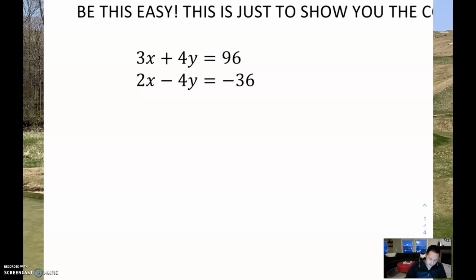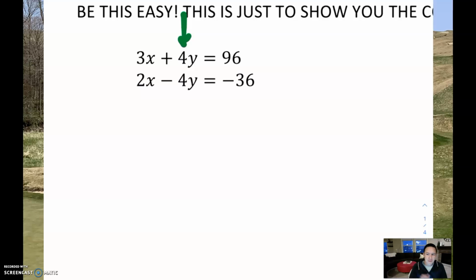Hopefully what you notice here is when you look down at this 4y and this minus 4y, they're going to cancel each other out. This is why it's called the elimination method. When you think of the word eliminate, you think of going away, disappearing, and that's what we're going to do to a variable. When you see this 4y and minus 4y, the same number but opposite signs, they're primed to be eliminated. So these are already set up to be eliminated.